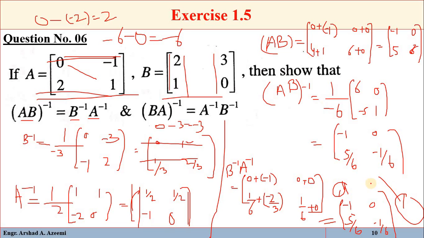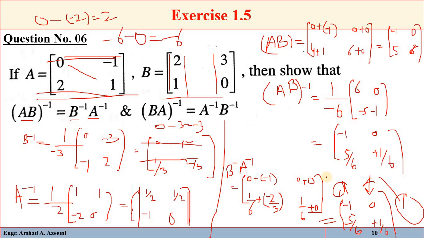Now matrix 1 is equal to matrix 2. It means that (AB) whole inverse is equal to B inverse multiplied by A inverse. Sorry, here we have minus 1, so it will be plus 1, and here also we have plus 1 over 6. So the two matrices are equal.